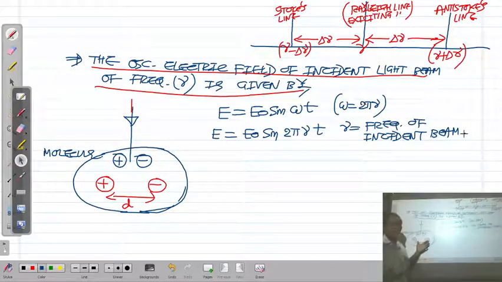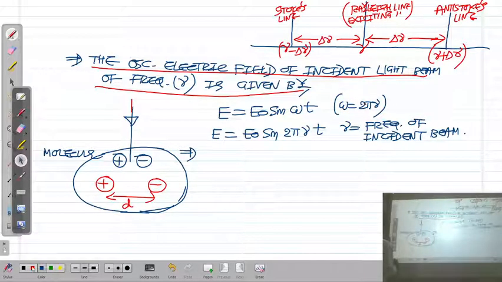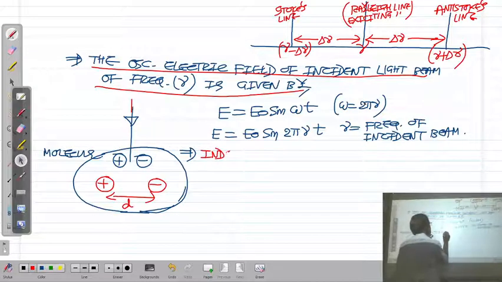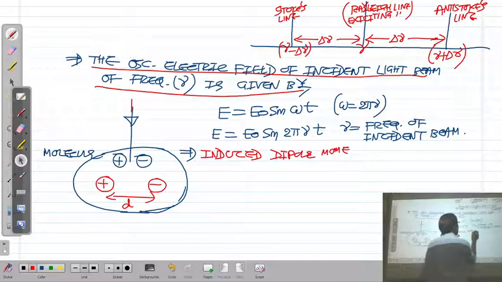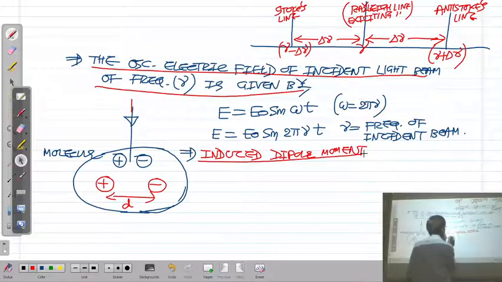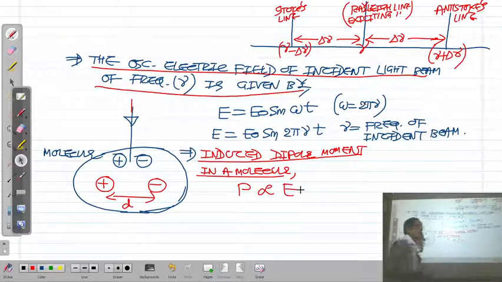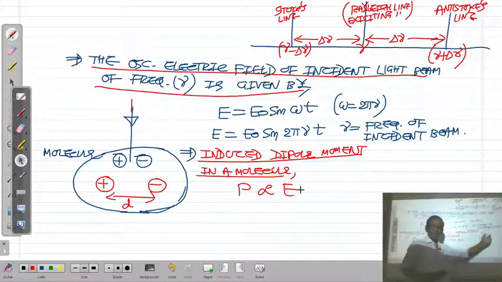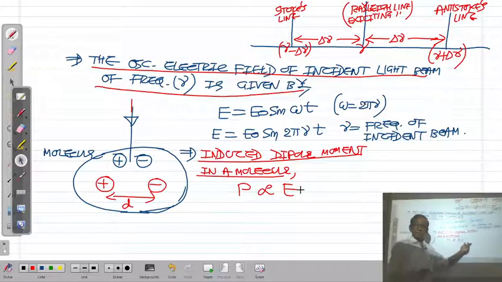Now, what is the induced dipole moment in the molecule? So now we will write the equation for the induced dipole moment in the molecule. The induced dipole moment P is directly proportional to the electric field of the incident light. You must have studied this, that the induced dipole moment in a molecule P is directly proportional to the oscillating electric field of the incident light.